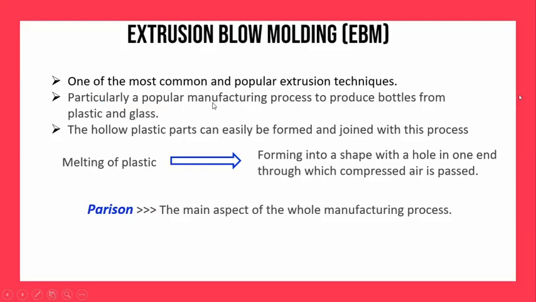It's one of the most common and popular extrusion techniques, a particularly popular manufacturing process to produce bottles from plastic and glass. The hollow plastic parts can be easily formed and joined with the process. The process is actually very simple. It will be discussed briefly later. Just melting of plastic and then forming it into a shape with a hole in one end through which the compressed air is passed, and this is called the parison, which is actually the main aspect of the whole manufacturing process, which will be discussed later.